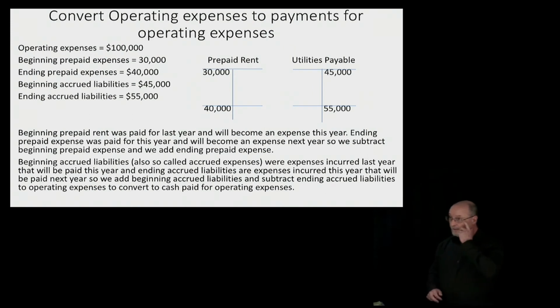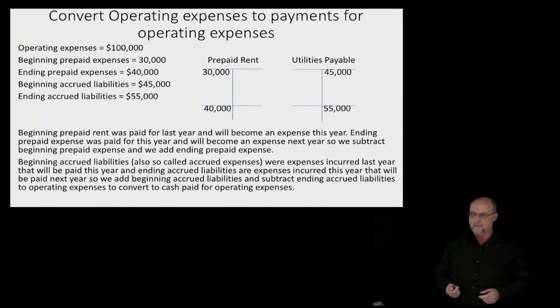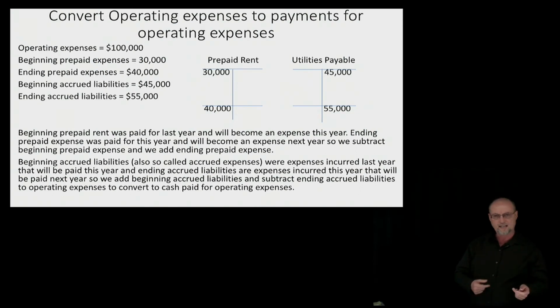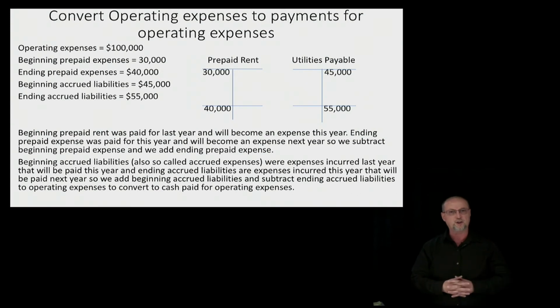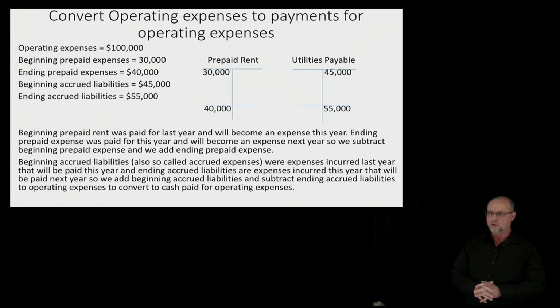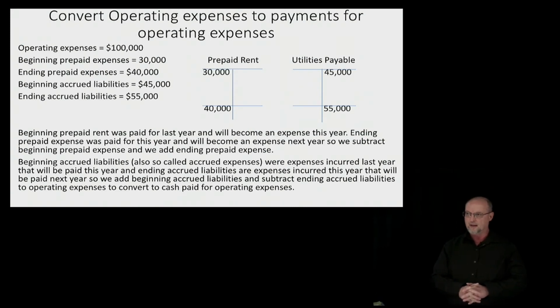Step 3, convert operating expenses to payments for operating expenses. Now, it's possible you'll only have 1 or 2 or maybe even 3 of these accounts. You might have wages payable in there. Okay, and so I picked rent, prepaid rent, and utilities payable. And we're kind of dipping back into our adjusting journal entries a little bit. So for this period, my operating expenses are $100,000, and we'll analyze prepaid rent first. Beginning balance $30,000, ending balance $40,000.